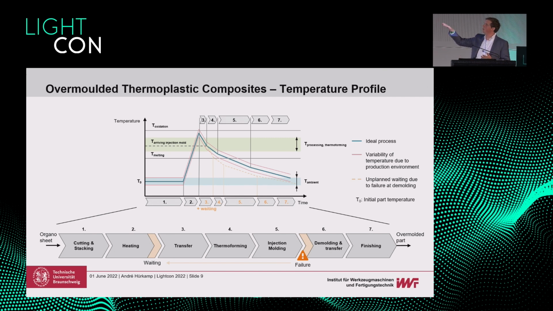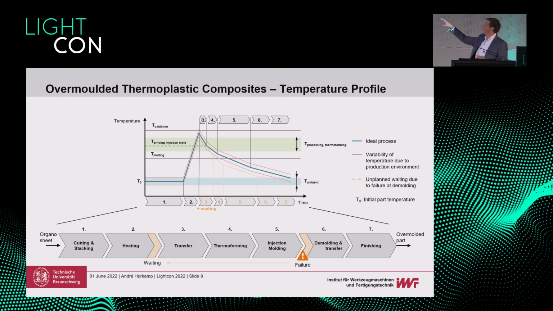So if we look at the whole process chain, we have some heating. Then the organosheet is heated over melting temperature, and usually a lot more over melting temperature. And then it's transferred to the mold where the thermoforming starts. And since this mold is usually cooled, so 80 or even 30 degrees, depending on the polymer we use, then we have already a decrease in temperature at the interface. And we have to ensure that we still have a lot of temperature inside the material when we start with the injection molding to get a good bond strength.